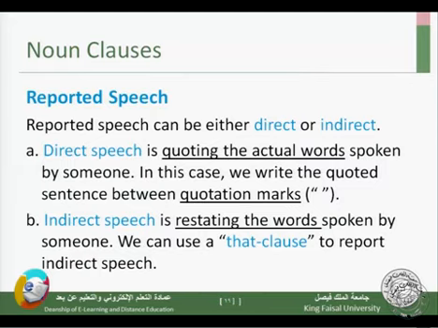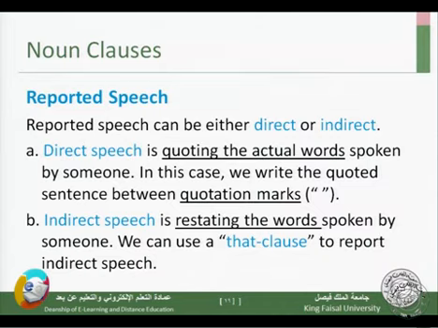Reported speech. This is something related to that clauses. Reported speech can be either direct or indirect. So direct speech is quoting the actual words spoken by someone. So if someone says something and you quote the actual words he said, word for word, you don't change anything, this is called direct speech. In this case, we need to use quotation marks like the ones you have here. So the quoted sentence is placed between quotation marks.